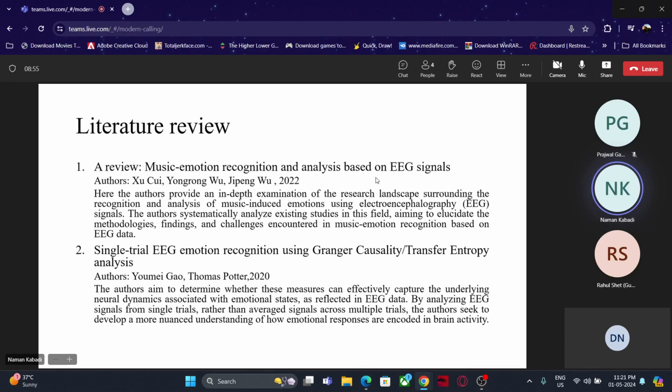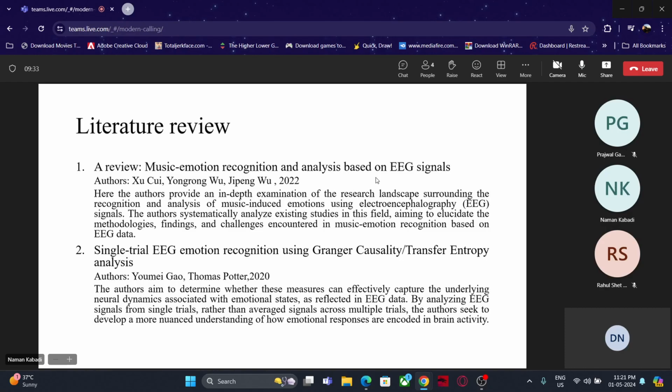And then we come to the literature survey, where the first paper tells us about the in-depth examination of the research landscape surrounding the recognition and analysis of music based on emotion and EEG signals, where they find the methodologies and the challenges encountered in music emotion recognition based on EEG data. Then we go to the second paper, where they are doing the same thing but using a different algorithm called Granger causality or transfer analysis, where neural dynamics are associated with emotional states.